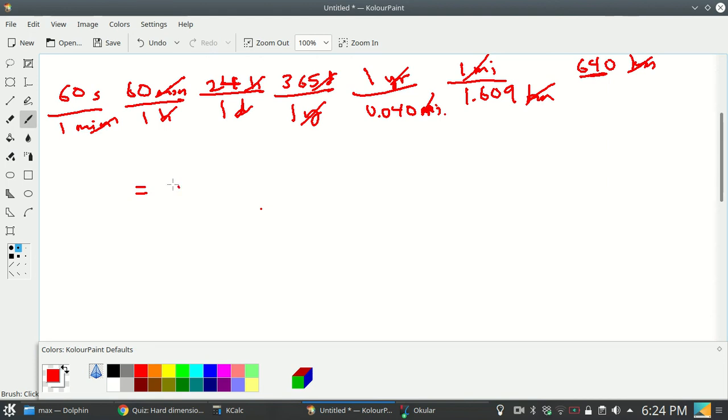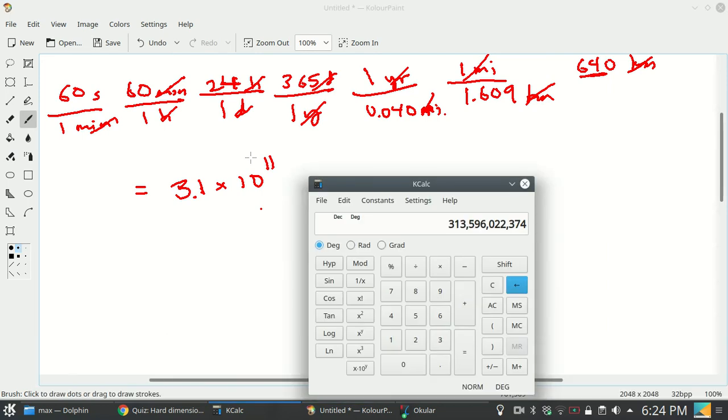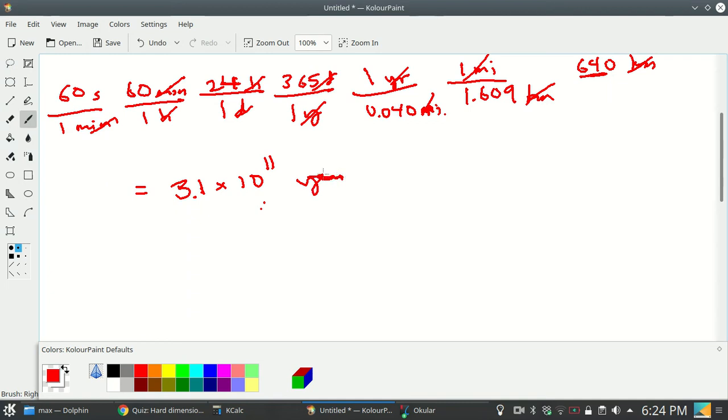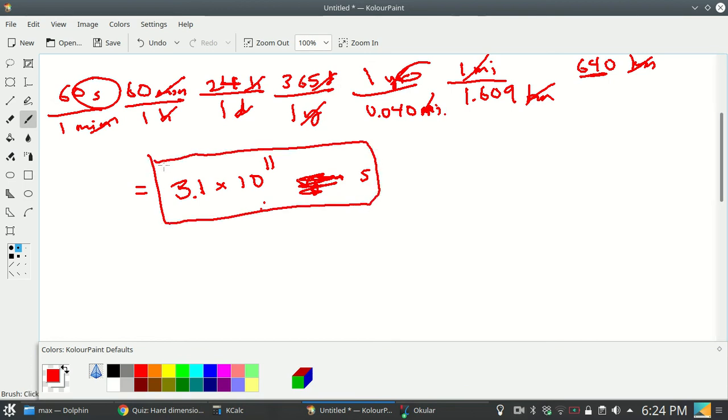So in 310 billion years, no, seconds. See, years was canceled out. And this problem is about seconds. It will take 310 billion seconds for something to move 640 kilometers at a rate of 0.040 miles per year.